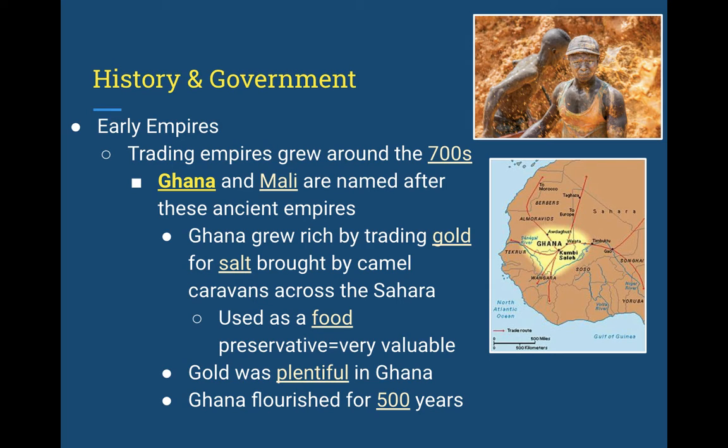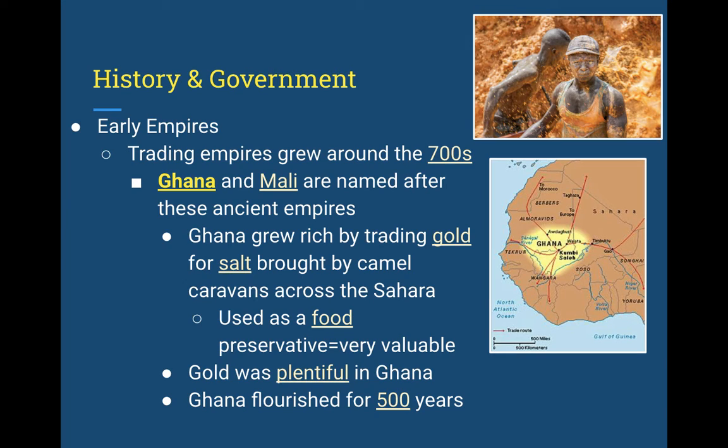So, history and government. Early empires. There were three major trading empires that grew up. You have Ghana, and then Mali, and then eventually Songhai is going to take over for Mali. This right here is the Kingdom of Ghana, and then Mali grew a little bit bigger, and then Songhai grew very big.